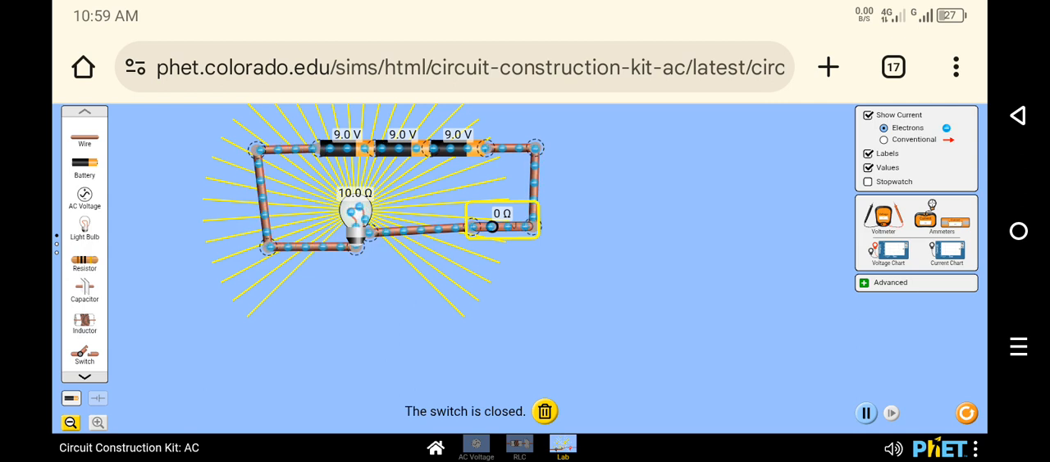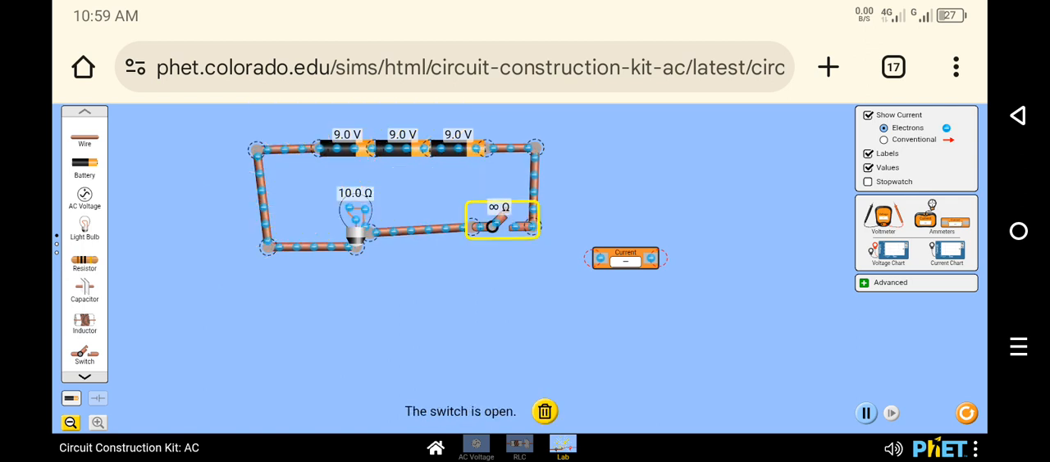Let us pick the ammeter to check if the current that is flowing is 2.7 ampere. What you have to know is the ammeter is always connected in series in the circuit. So let us switch off our circuit and then connect the ammeter here.